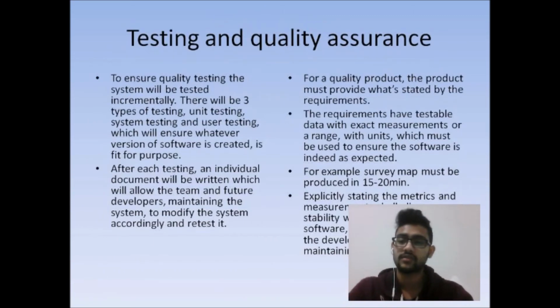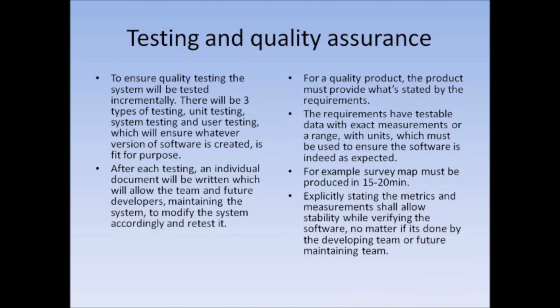Testing and quality assurance, sorry. To ensure quality, the system will be tested incrementally. There will be 3 types of testing: unit testing, system testing, and user testing, which will ensure whatever version of the software is created is fit for purpose. After each testing, an individual document will be written which will allow the team and future developers maintaining the system to modify accordingly and retest it.